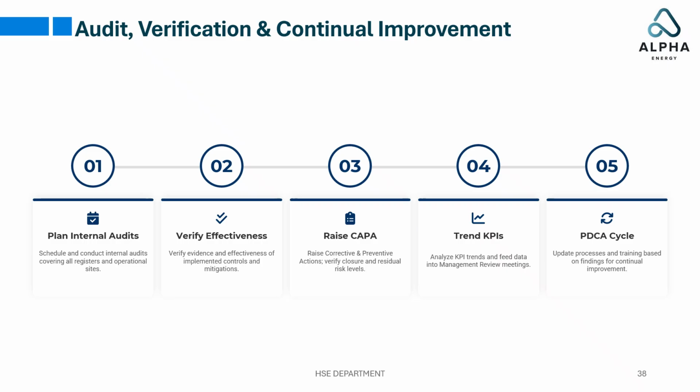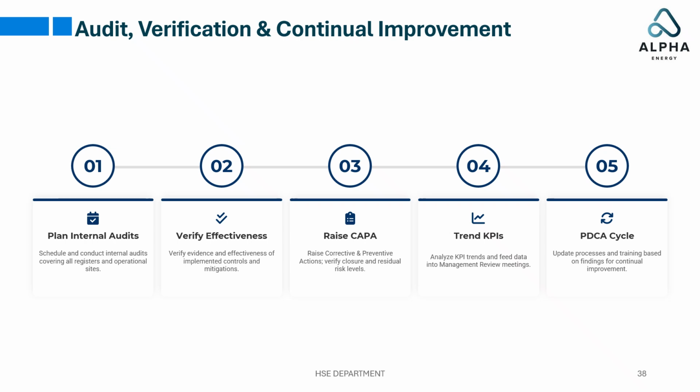The next step is to verify effectiveness, where auditors evaluate whether the implemented controls and mitigation measures are actually working as intended. This includes reviewing supporting evidence, inspection records, operational practices, and compliance documentation.